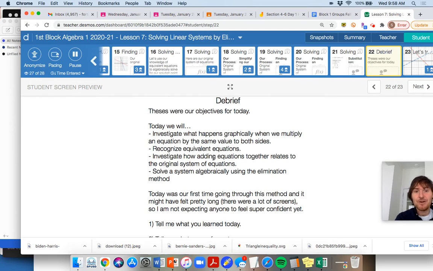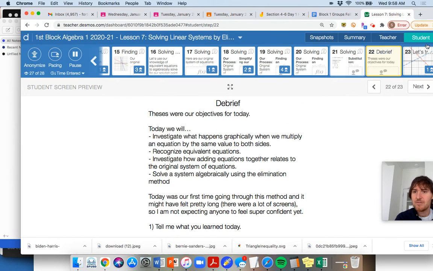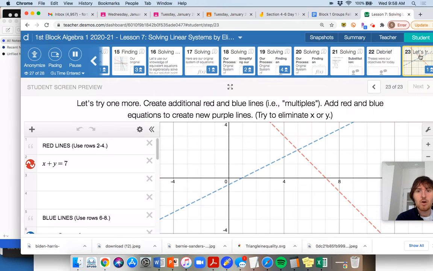Okay, debrief here. These are our objectives. Tell me what you think about it. I know this elimination thing might be a little bit confusing. We'll get some practice on it during tomorrow's asynchronous classwork and homework. Let's try one more. Create additional red and blue lines. Multiples. Add the red and blue line equations to create new purple lines. Let's do it here, just to get some practice with this.